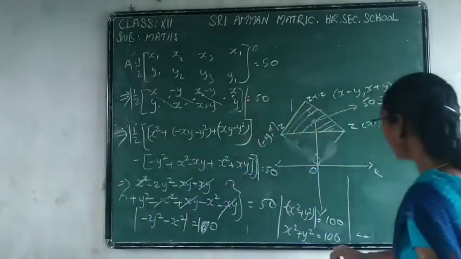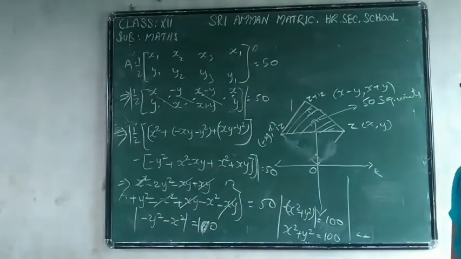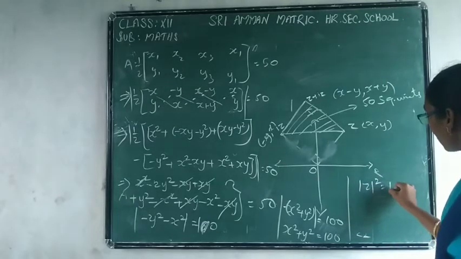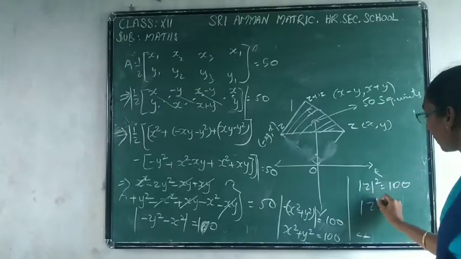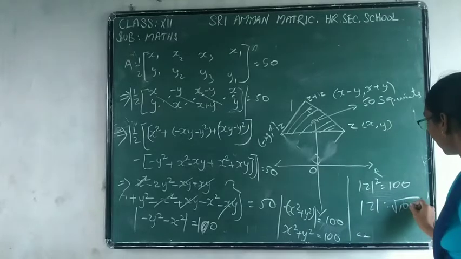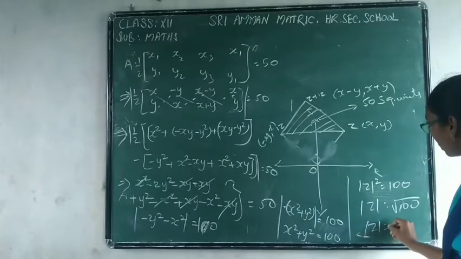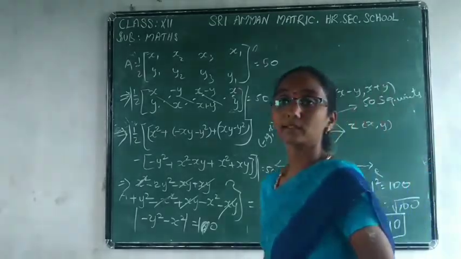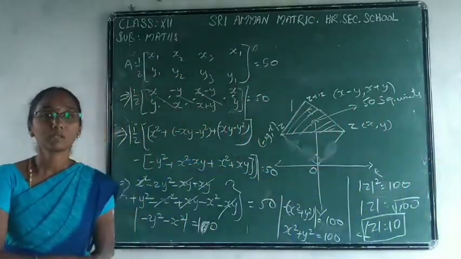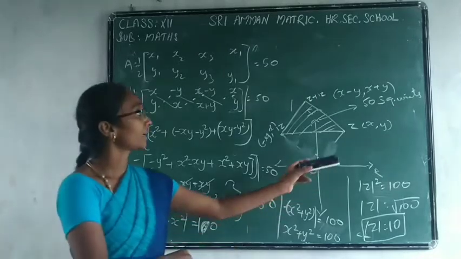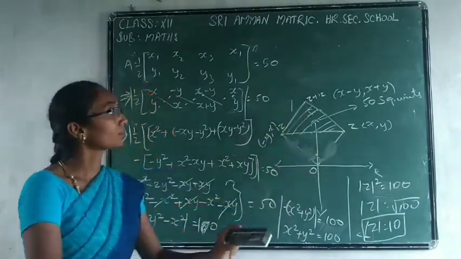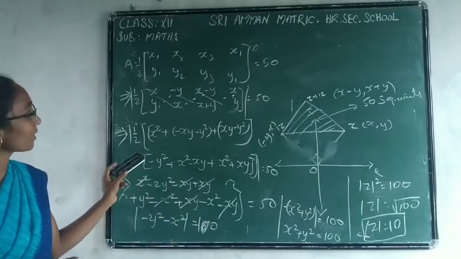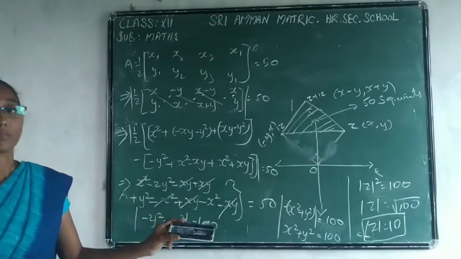Okay, you already know x squared plus y squared. What is this? Modulus of z squared equal to 100. So modulus of z equals root 100, which equals 10. This is the answer. Okay, listen. At this point you substitute the values and then you get it. It is easy.